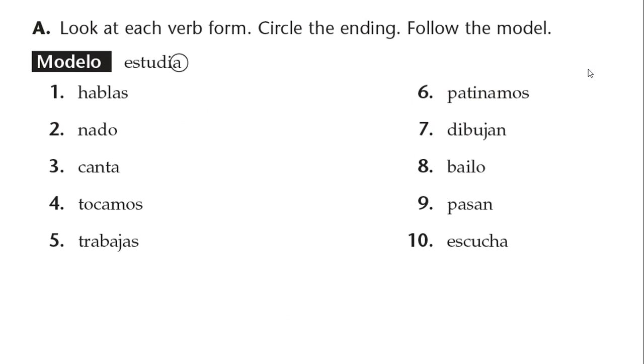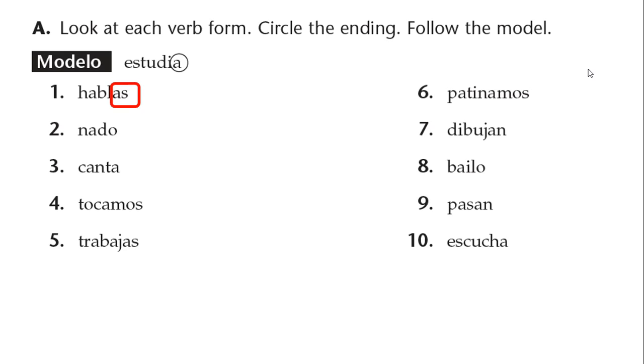So looking at this group of words, circle or underline the ending. So you're looking for the o, as, a, amos, or an. Those are your ending options. Circle the endings, pause the video, and then restart to check your answers.